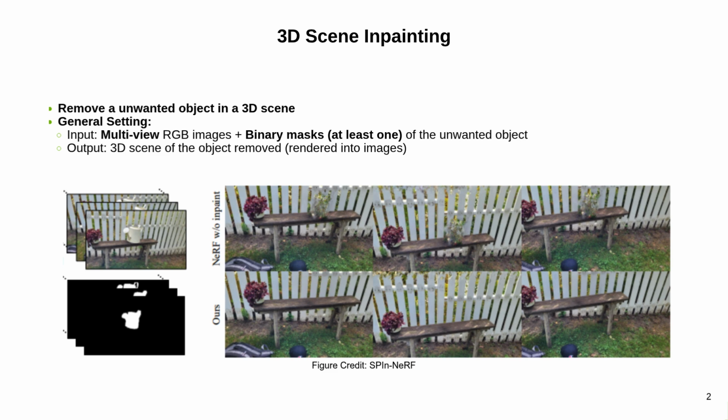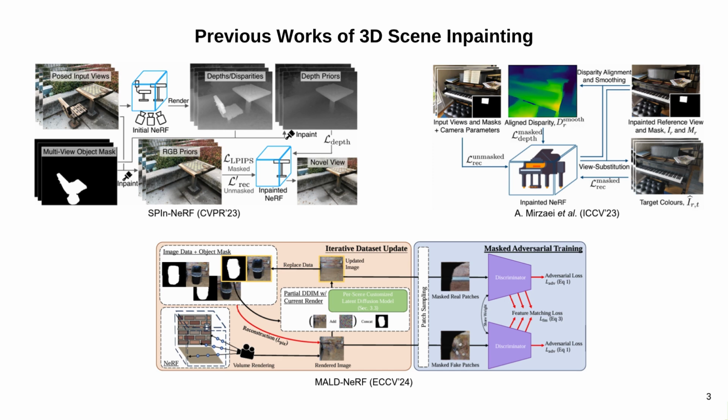Typically, the inputs are multi-view RGB images of a scene, and the corresponding binary masks of the unwanted object are also provided. Previous methods tried different approaches: either separately inpainting each view, or inpainting just one selected reference view and then projecting the inpainted results to other views. Some even use LoRA plus adversarial loss to make sure the inpainted region is realistic.